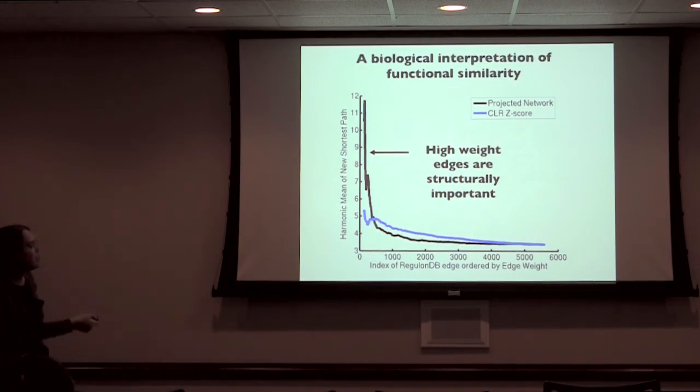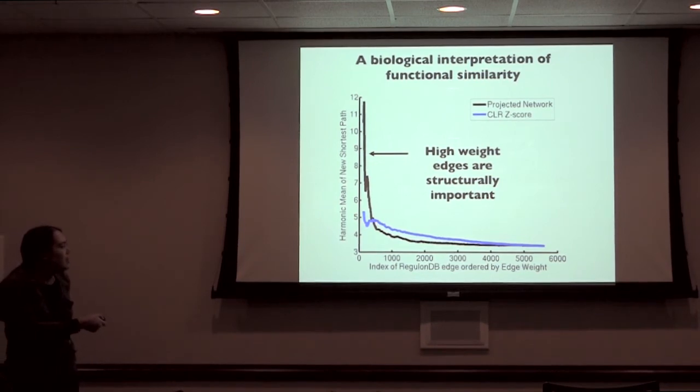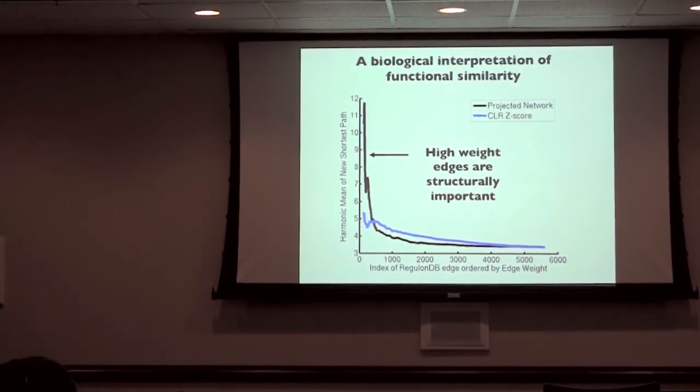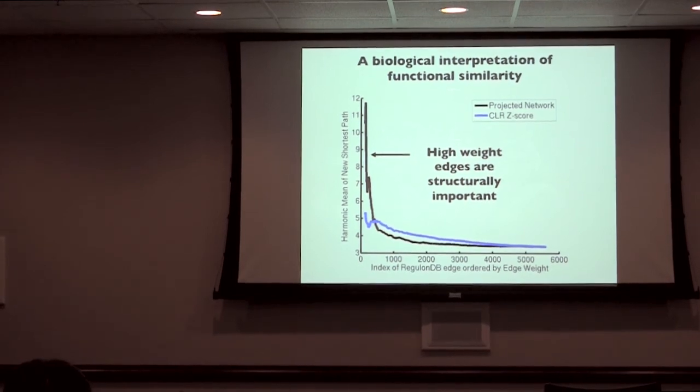And if you see, we do the same thing on the high throughput data. The edges that are important according to their high throughput scores don't tend to have this feature of being structurally important in the gold standard.